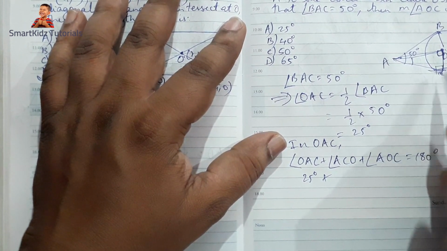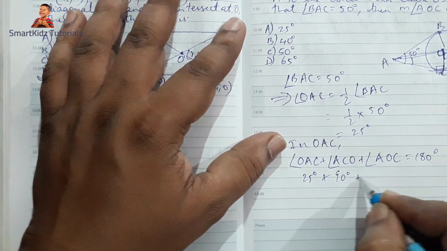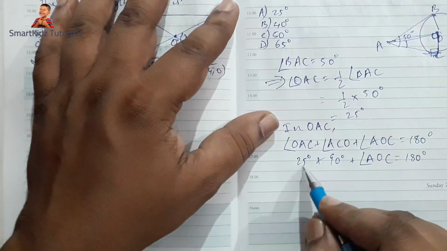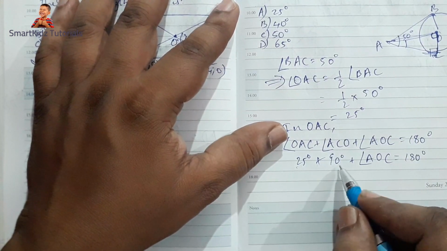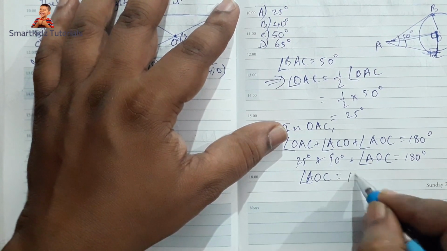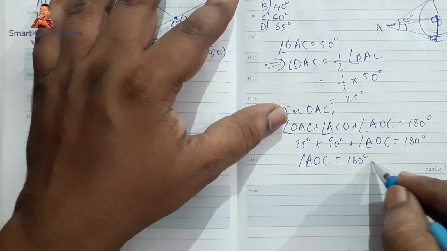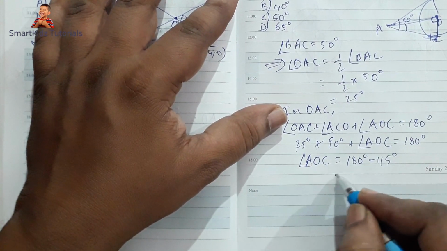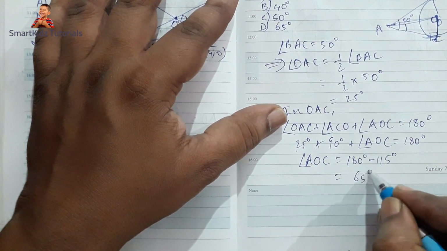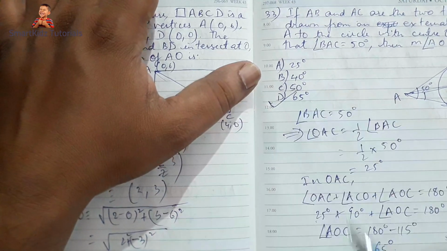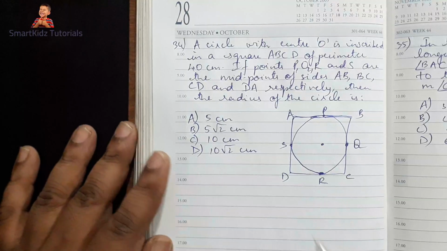ACO, now this is a tangent from here, so this will be 90 degrees. So 90 degrees over here, plus angle AOC, which we need to find out. I'll take these values on the other side. So 90 plus 25 gives us 115. So angle AOC is equal to 180 degrees minus 115 degrees. That comes to 65 degrees, which means our correct option is D.